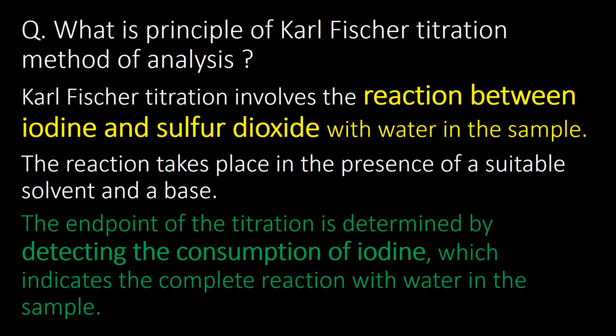What is principle of Karl-Fischer titration method of analysis? Karl-Fischer titration involves the reaction between iodine and sulfur dioxide with water in the sample. The reaction takes place in the presence of a suitable solvent and a base. The endpoint of the titration is determined by detecting the consumption of iodine, which indicates the complete reaction with water in the sample.